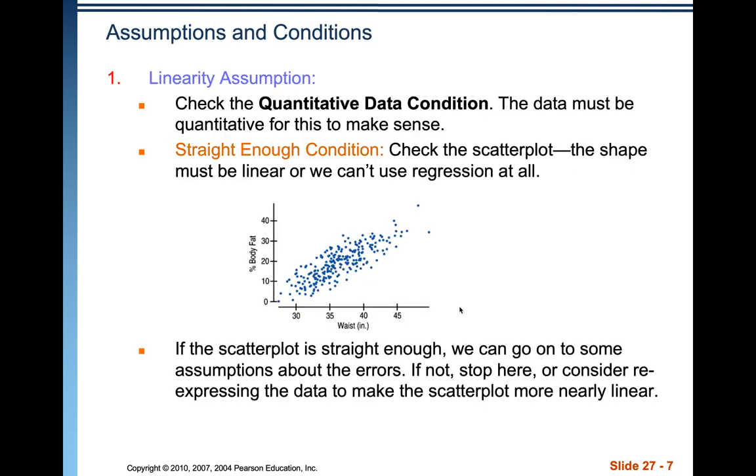All right, so assumptions and conditions. Well, first of all, we have to be talking about a linear association. So, of course, we have to have quantitative data. And then when we look at the scatter plot, it needs to be straight enough. If the scatter plot is straight enough, we can go on to some assumptions about the errors. If not, stop here and consider re-expressing the data like we did in Chapter 10 to make this scatter plot more nearly linear.